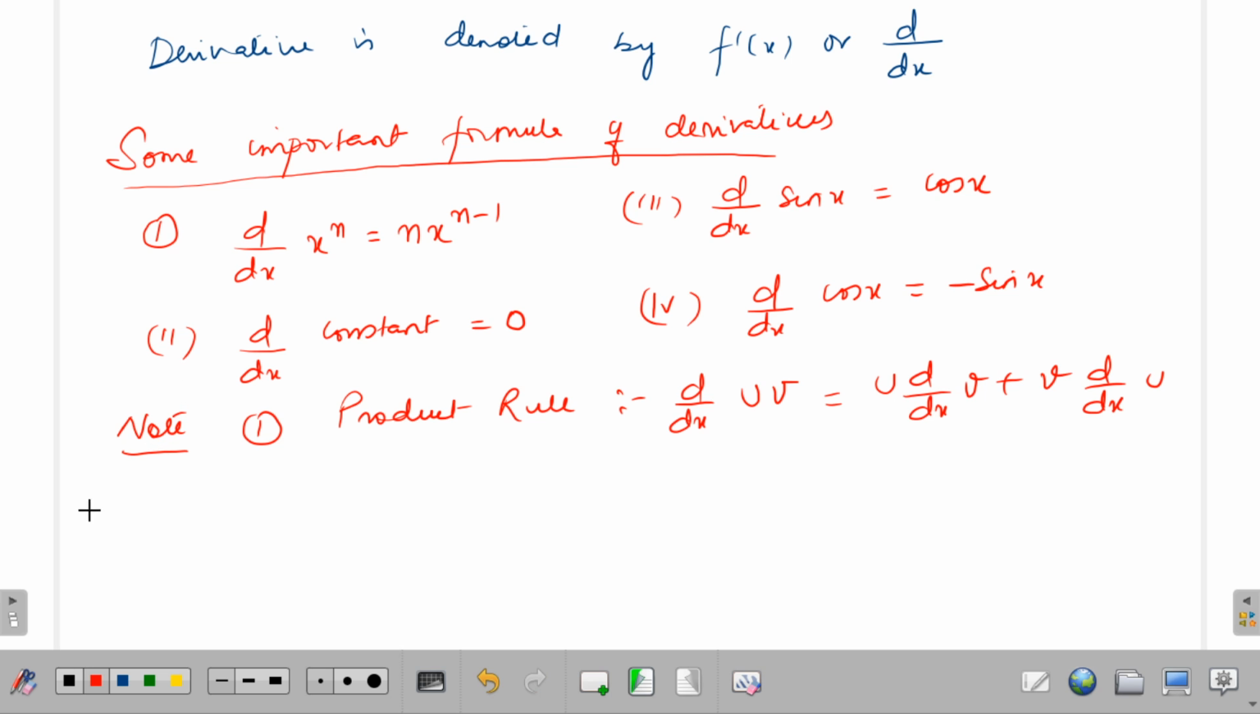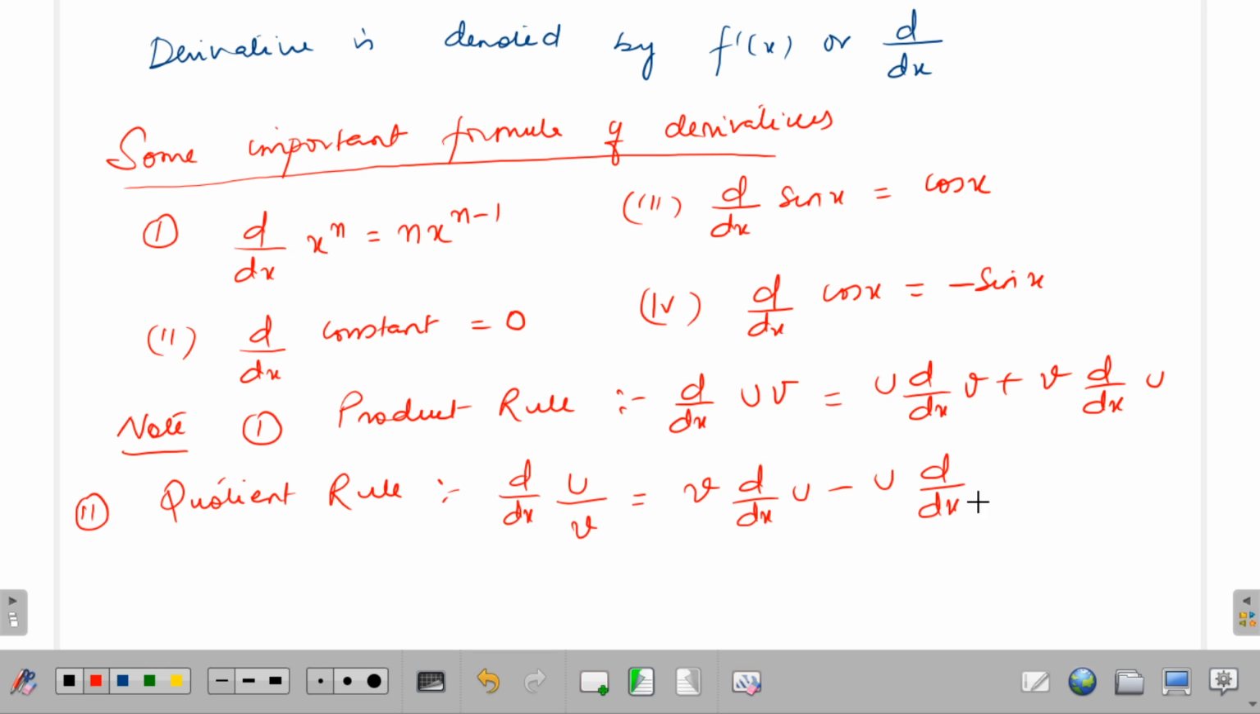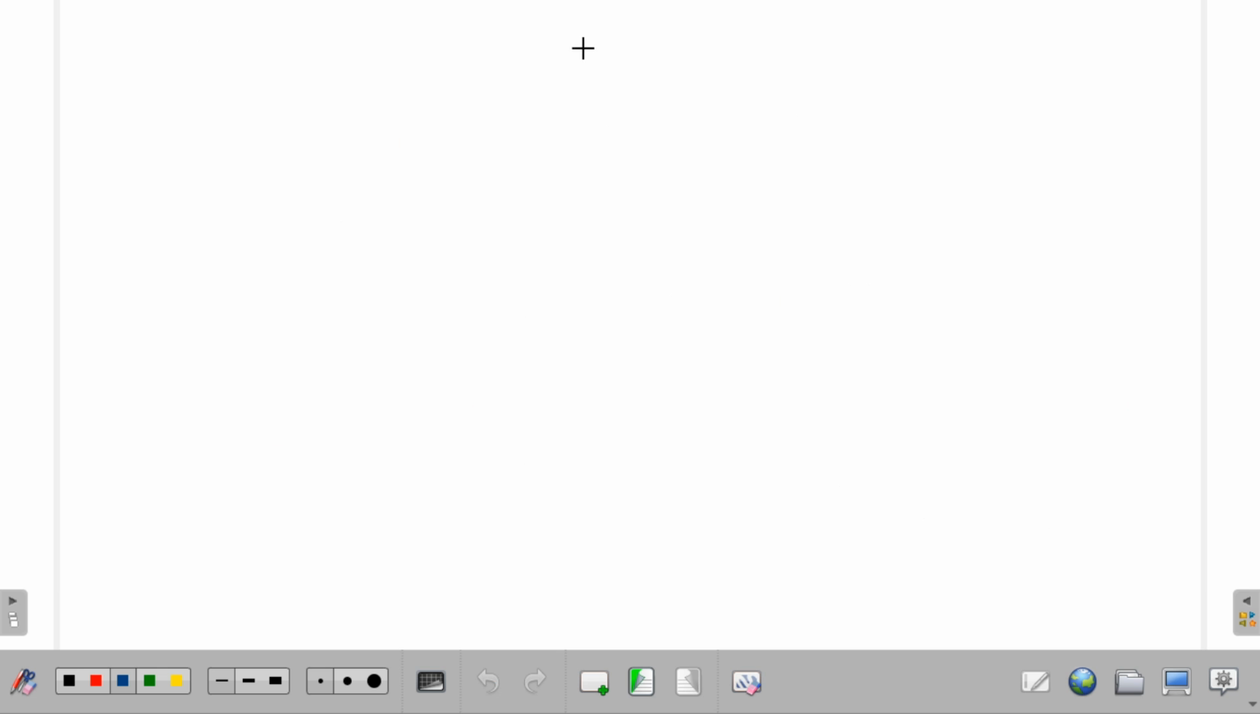That's your product rule. Then comes the next important rule, which is the quotient rule. The quotient rule is d by dx of u divided by v, which will be v d by dx of u minus u d by dx of v, divided by v square. So these are some important formulas. You can pause the video and write down these formulas. All right, so let's begin with exercise 13.3.